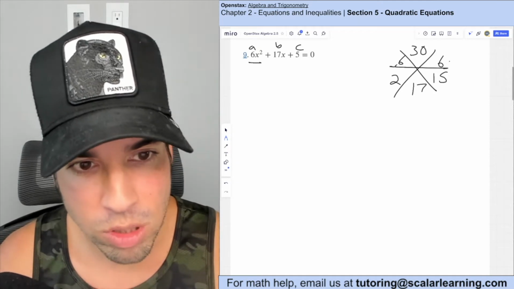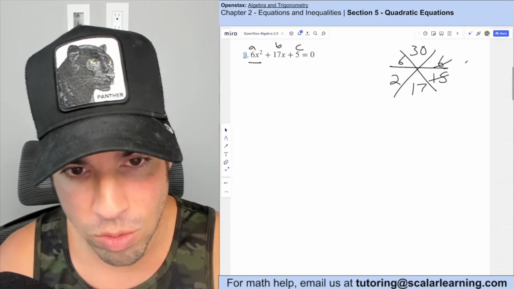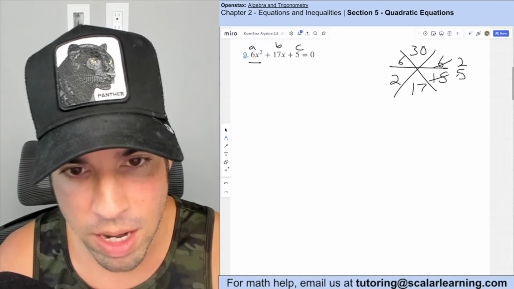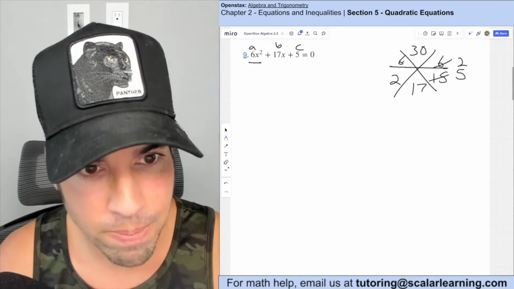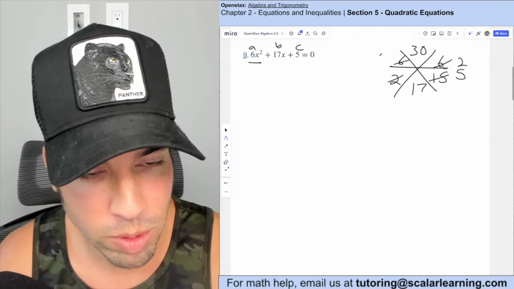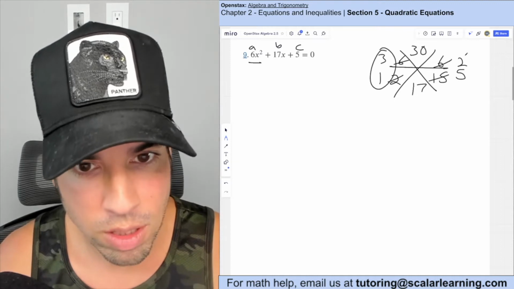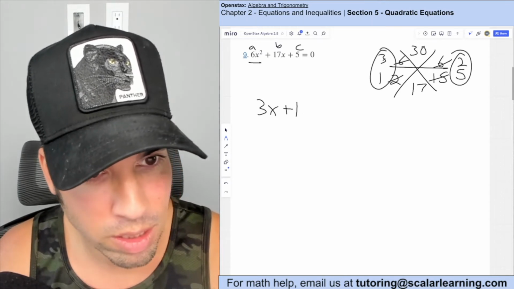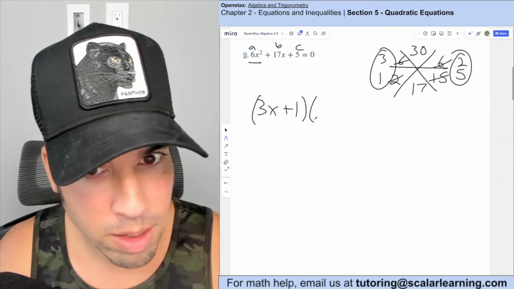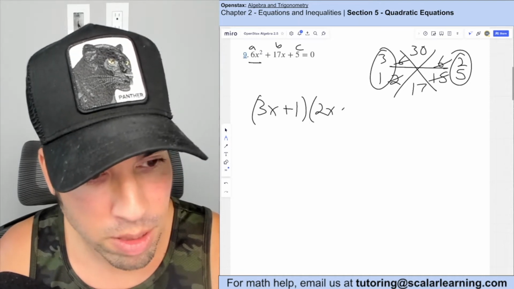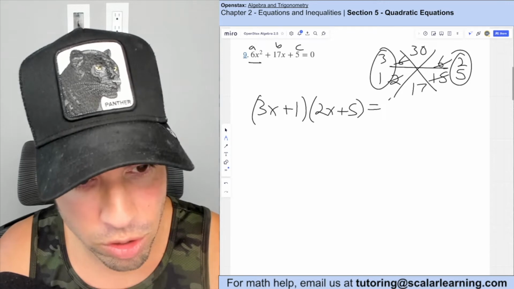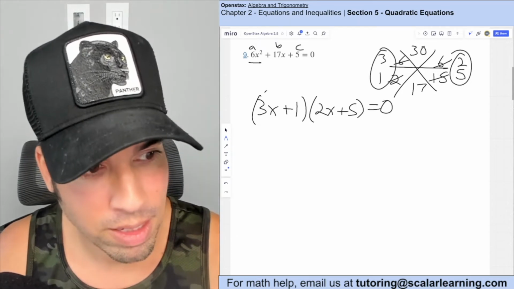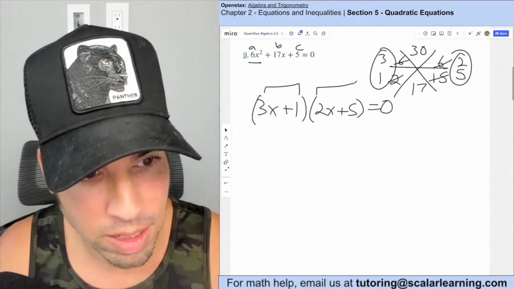Then we're going to reduce these like fractions. 6 over 15 reduces to 2 over 5. Divide both by 3. And then 6 over 2, divide both by 2, and we get 3 over 1. So this is how it factors into 3x plus 1, that's these parts, times 2x plus 5. And this still equals 0. So now the question is, what makes this go to 0 and what makes this go to 0?